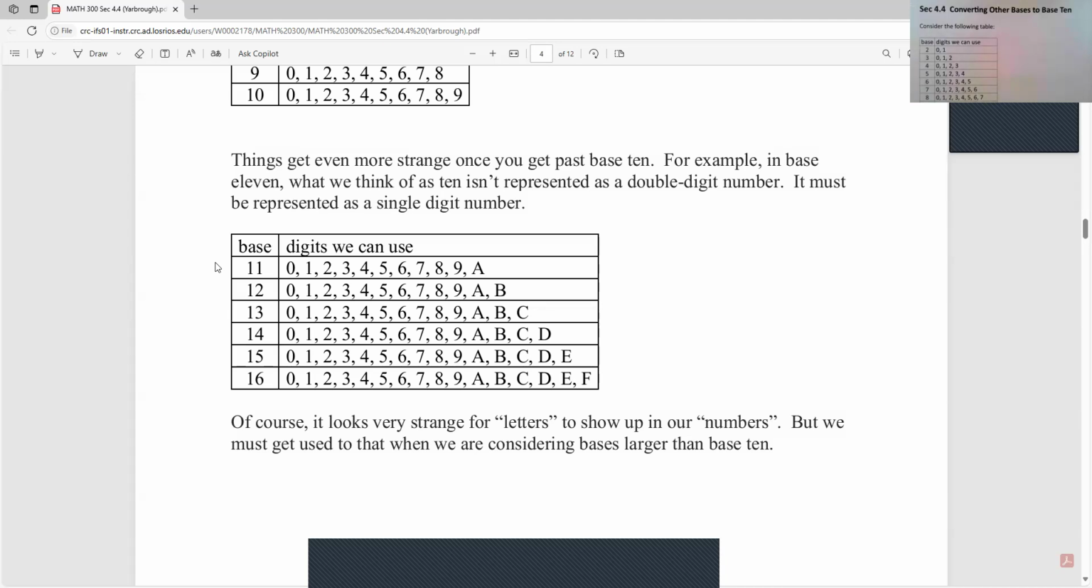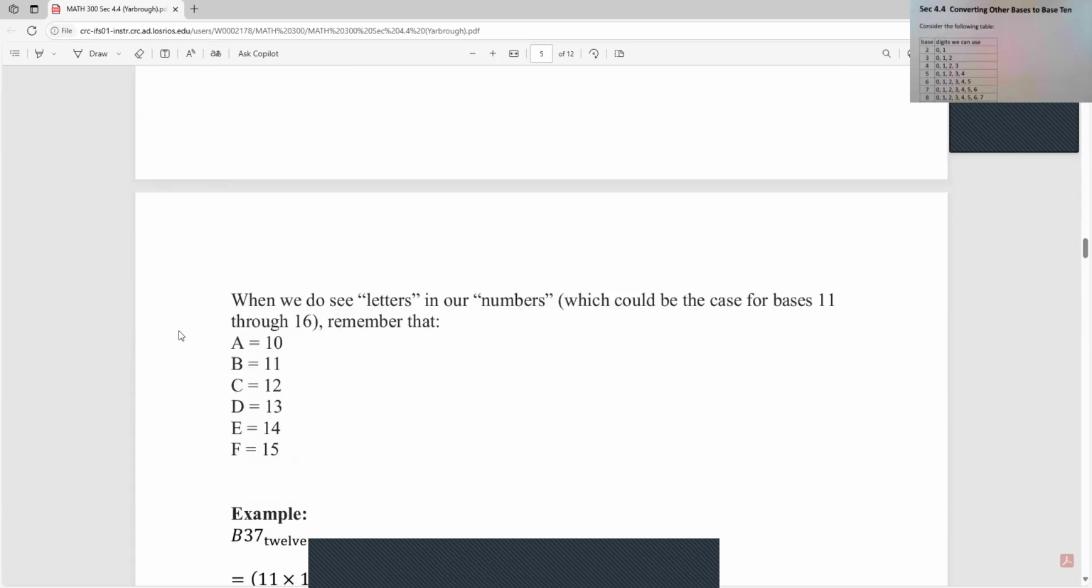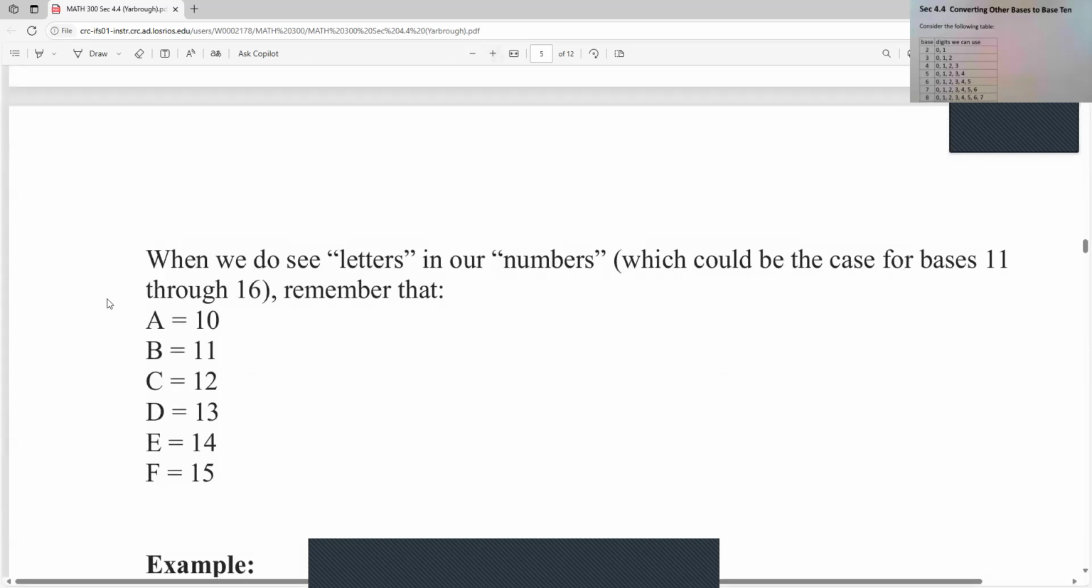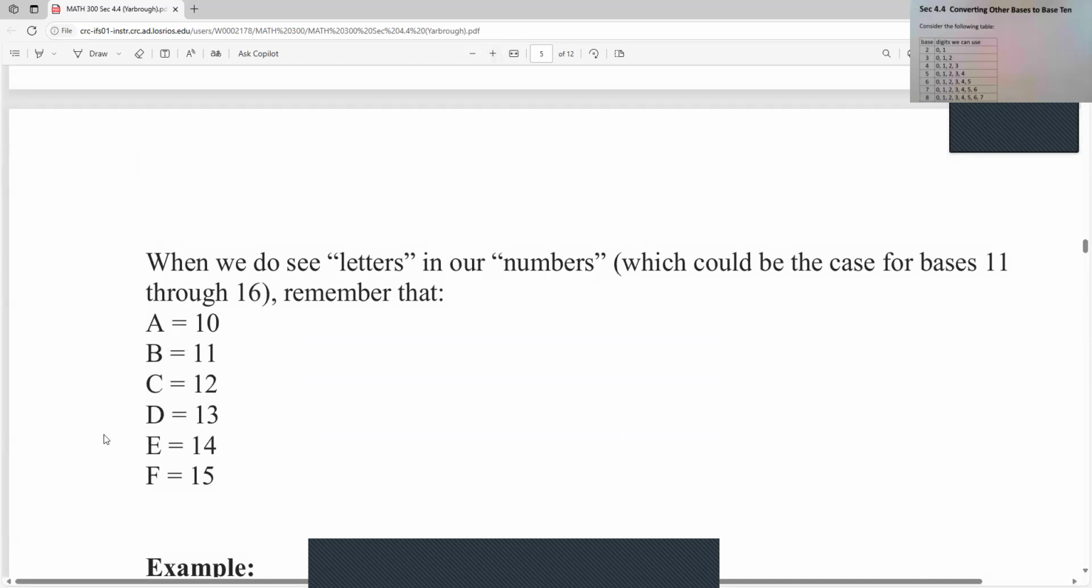And we usually use letters in that case. Once you see anything past base 10, you occasionally might see letters show up in your numbers. That's weird, but every time you see that, when they write an A, that's equal to what we think of as 10. When they write a B, that's equal to what we think of as 11, and so on. So this is a helpful table, and I'll probably show this a couple times throughout the day.